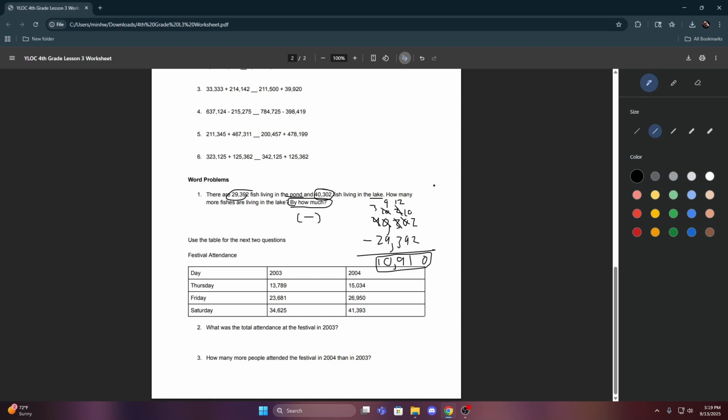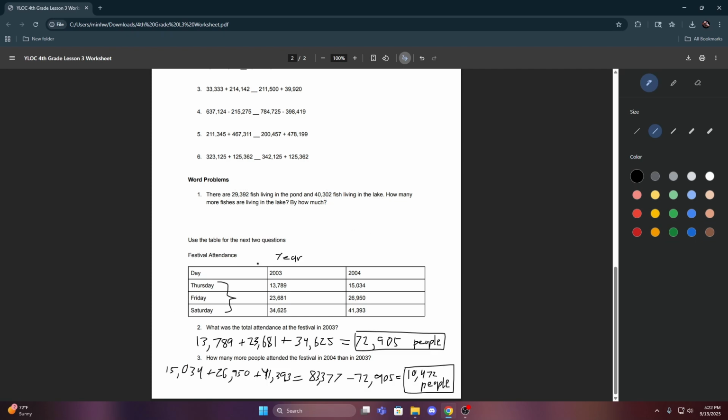And to do that, you need to use subtraction. Now I've done all the work here already because we have reviewed how to do long subtraction. So hopefully the technique is already familiar for you. However, understand that this type of problem is asking you to subtract. And if you do that, the answer will be 10,910 fish is the difference. Now for this last problem, we need to use this table to answer the two questions. So if you look at this table, it shows you the year right here, the days, and the amount of people every day that showed up during this festival. So keep that in mind.